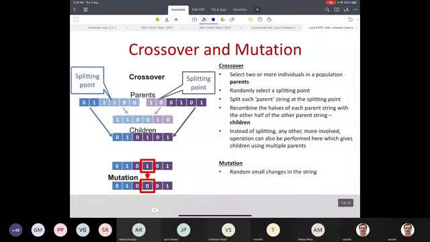Good. Then you apply crossover and mutation. Crossover takes two parents and produces one or two or more children. Typically, two parents produce two children. So the first part is to select two parents.